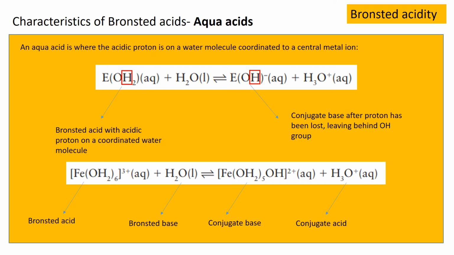So let's have a look at some examples of those. The first is an aqua acid, where the acidic proton is on a water molecule that's coordinated to a central metal atom. There's a general reaction scheme shown there. The Bronsted acid then is the molecule with that acidic proton, and the conjugate base is the molecule after it's lost a proton. So here's a good example at the bottom of an iron compound which is surrounded by 6 water molecules, and each one of those water molecules has a donatable proton. And you can see that you can identify the Bronsted acid, Bronsted base, and the conjugate base and the acid.